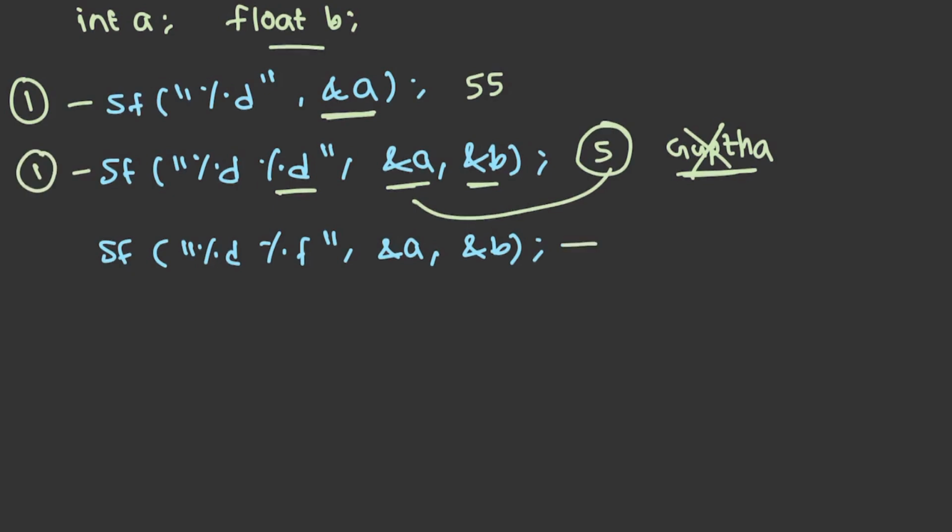In this case, it is expecting an integer and a floating point. So 5 and 5.0. If these two are given by the user, it will successfully read these two values and then 2 will be printed. This is how printf and scanf can be interpreted. I think that's enough for today.